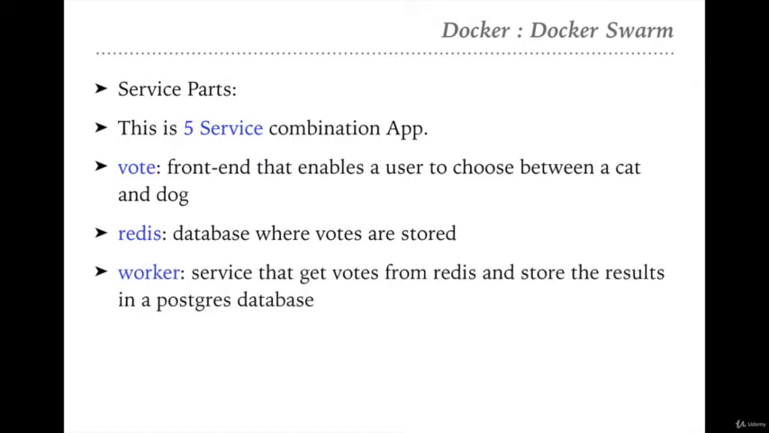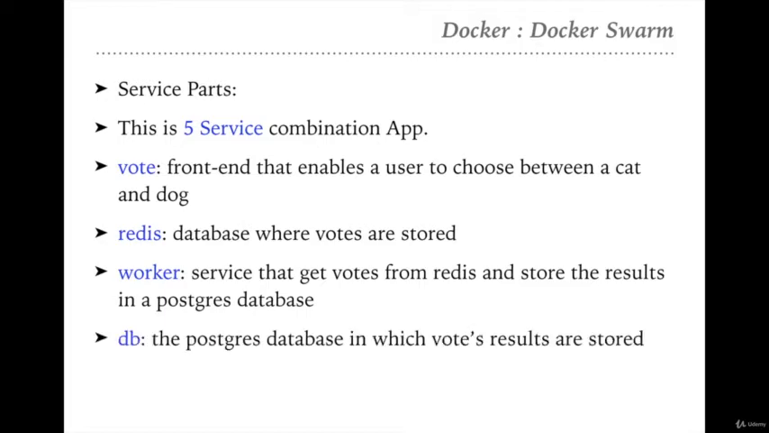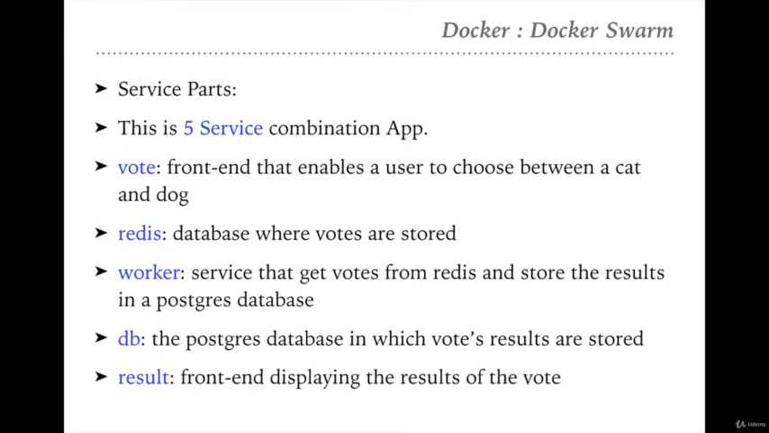Then the third service is Worker, right? This service will read the votes from the Redis, the key value pairs, process these, and publish these to the PostgreSQL database, right? The next service is PostgreSQL DB, which will store the votes in the database. And the last service is result, which is again a front end service, which will display the results you have voted. So these are the 5 services which will work as a combination, or you can say as a composite application, in Docker Swarm.